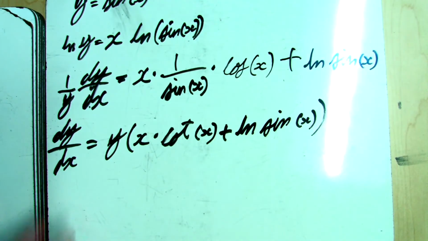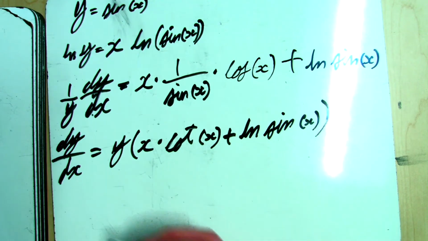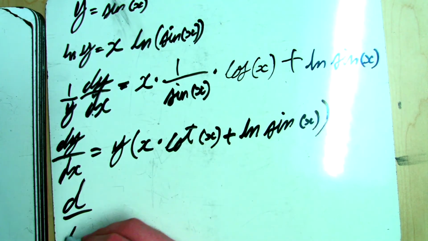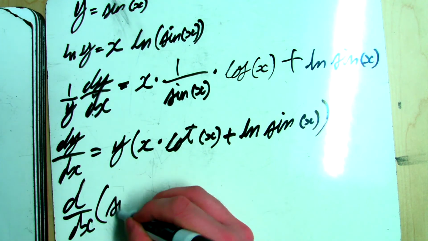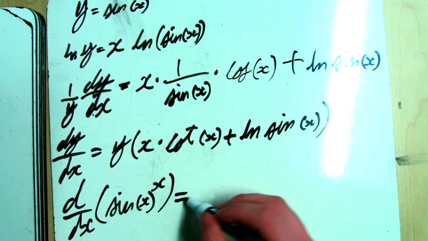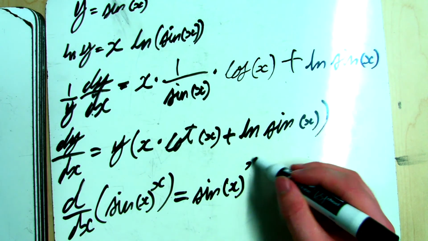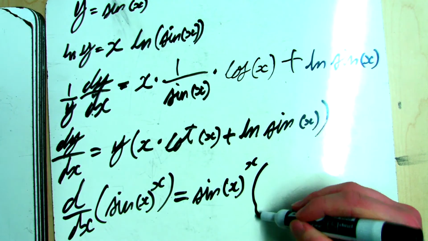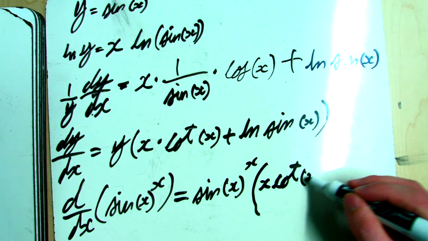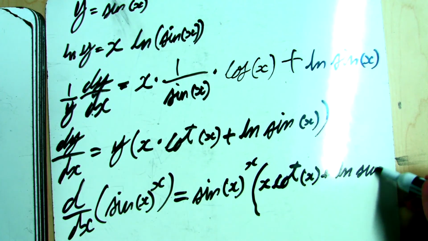And as stated in the original problem, y is equal to sine of x to the power of x. So we can figure out that the derivative of sine of x to the power of x will be equal to sine of x to the power of x, all multiplied by x cotangent of x plus natural log of sine of x.